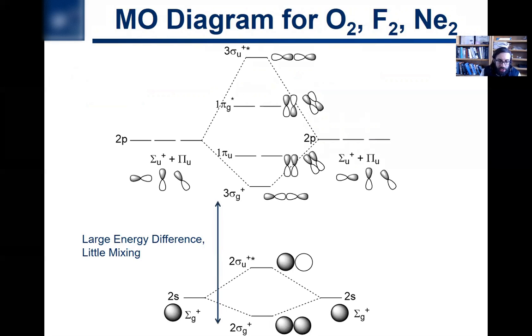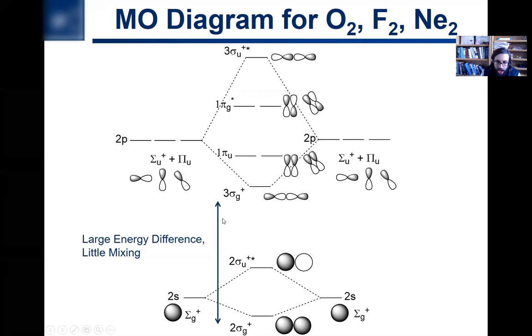And so if you go back to our MO diagram, you'll notice here that there's a 2 sigma g plus. I got rid of the bottom 1s orbitals, okay? And 3 sigma g plus. Those have the same energy, same symmetry. They both have sigma g plus symmetry. Okay, we'll get into what that means more in chapter 4. But for now, just notice that they have the same symmetry, okay?